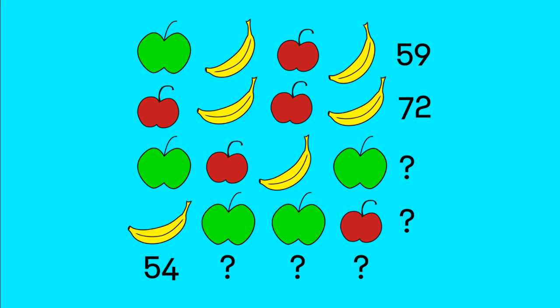And so on the first row, we have one apple, two bananas, and a cherry, and we see that they sum up to 59. On the second row, we have two cherries and two bananas, summing to 72. And in the first column, we have two apples, a cherry, and a banana, summing up to 54. And we're invited to work out what the values of the other rows and columns are, which have a question mark at the end of them.